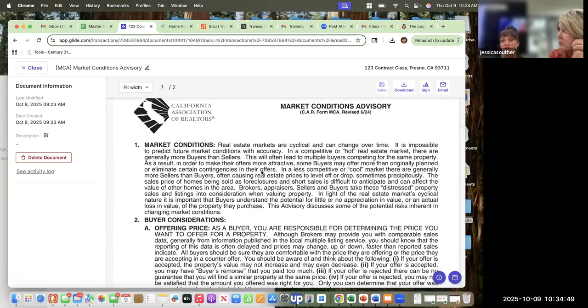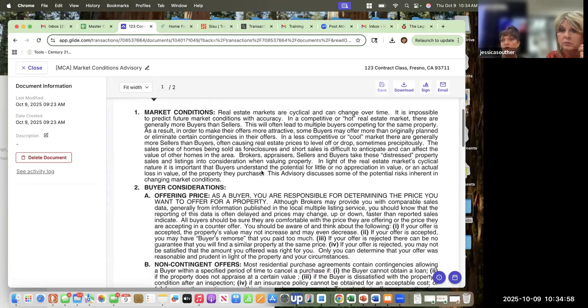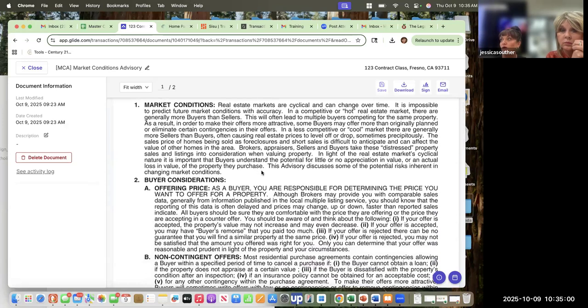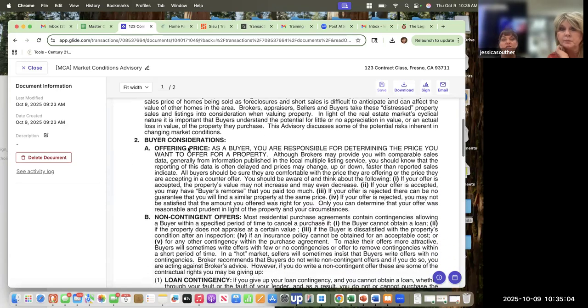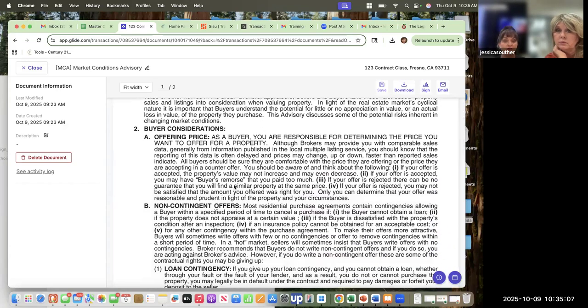So this first section, I'm just going to summarize. Market conditions fluctuate all throughout the year. Sometimes it's hot, sometimes it's not. It's letting them know that depending on what is going on in the current market, things can be different. Section 2 is directed to the buyers.